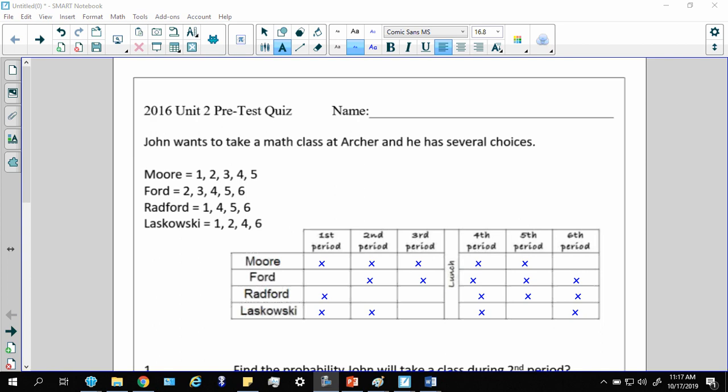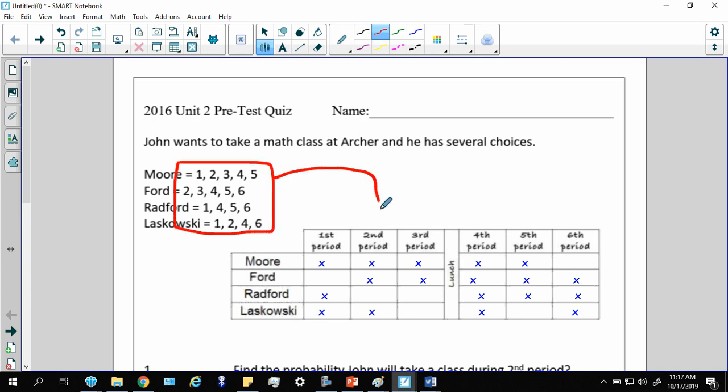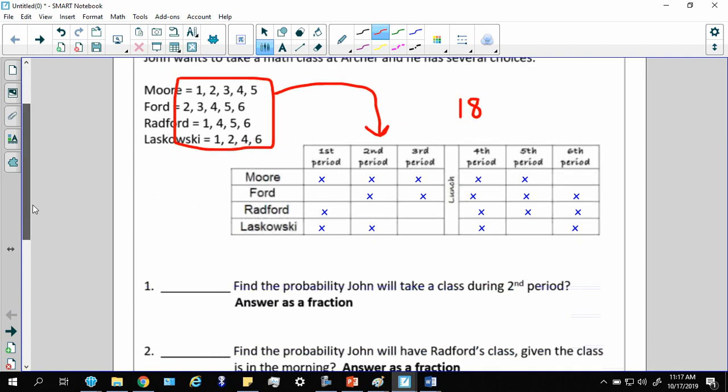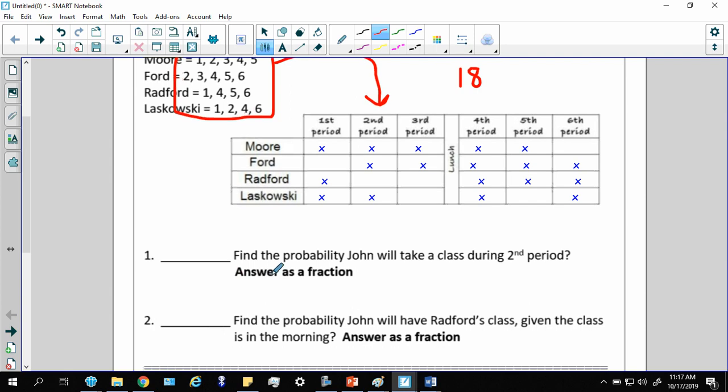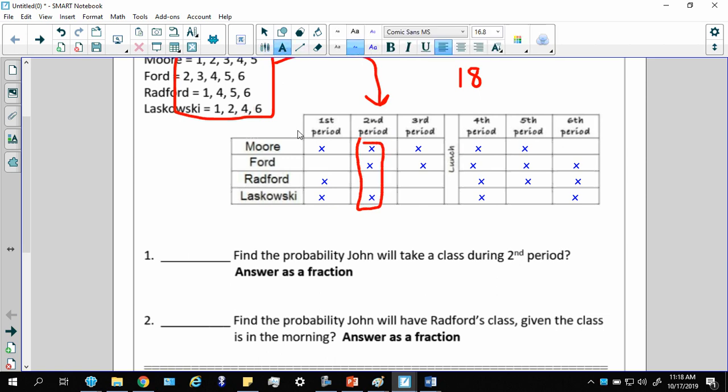All right, first one, question number one. If you remember, you are to take all of the information that is right here and put it into the chart. I went ahead and did that before I started the video. There was 18 total options. All right, that's going to help us out. Now, question number one, find the probability that John will take a class during second period. Now, second period, as you can see, out of the 18 options, there's 3 of them. So my answer is going to be 3 out of 18, but reduces down to 1/6. All right, most folks got that one.